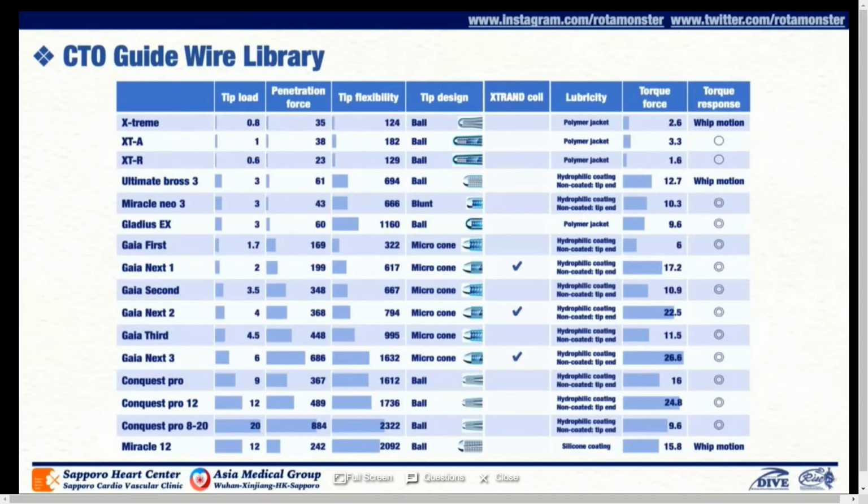This slide shows the CTO guide wire library, which are available in Japan. There are a lot of CTO guide wires, despite the fact that we only have a few different wire manipulation methods. This means that we need to fully understand the characteristics of guide wires and choose the appropriate wire for the situation. I will now show the must-have wire characteristics for selecting a CTO guide wire.